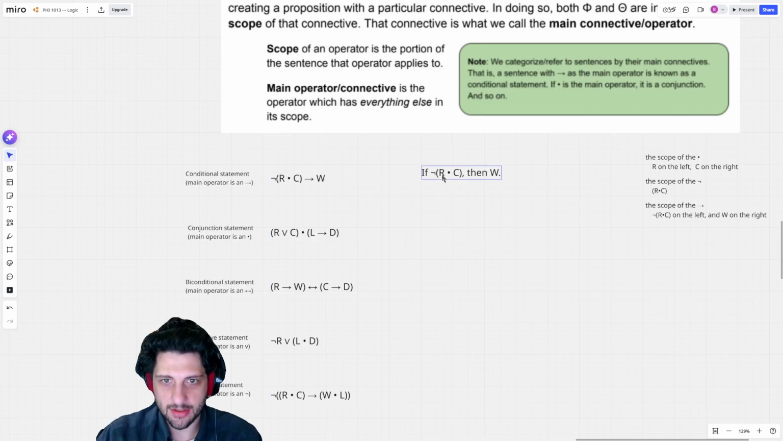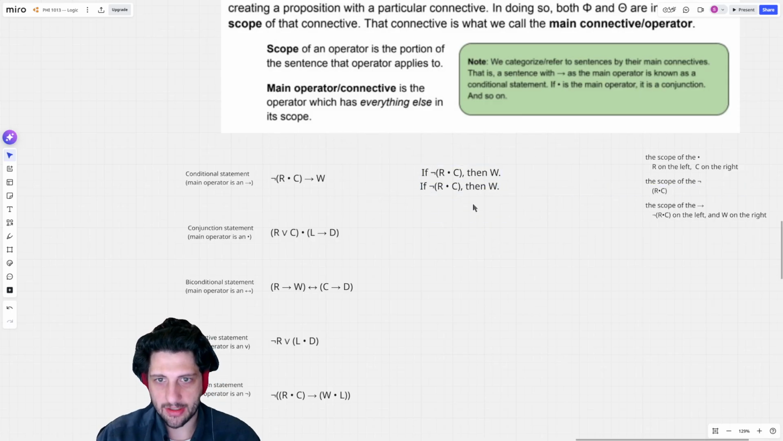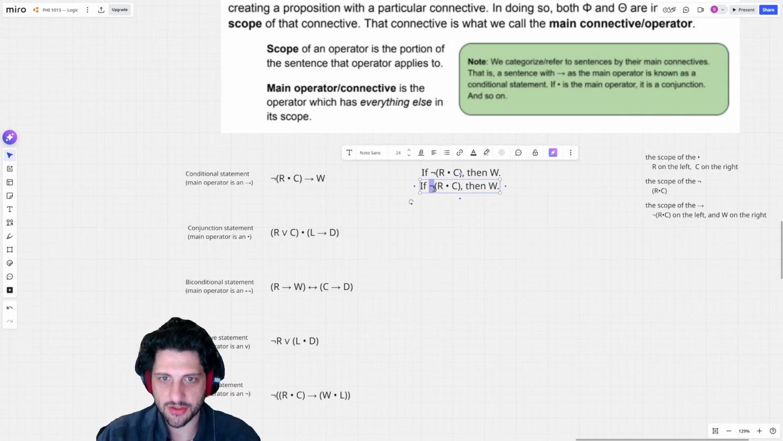Now I can think, all right, before I go take care of my letters or anything like that, let's further break this down. So the main operator of this little substatement is what? Is it a negation or is it a conjunction, right? And again, I'm setting aside the if then, right?